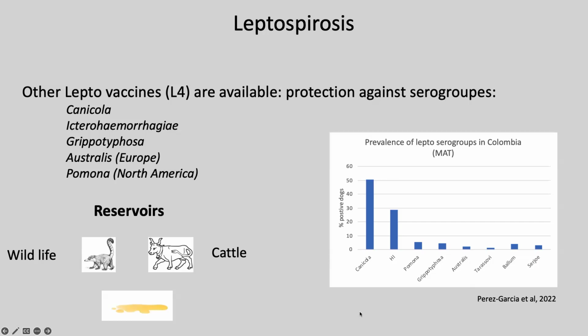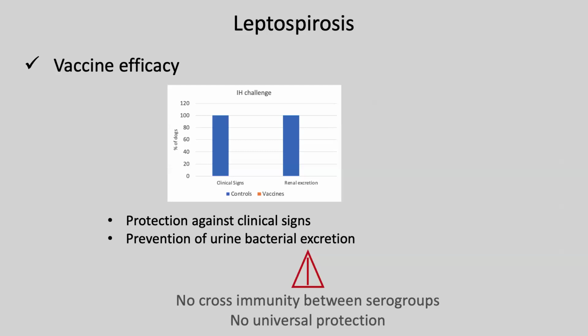Now that we have seen that we have different vaccines, the next question is, what is the vaccine efficacy in dogs? If you look at this study, you see that vaccinated dogs are protected against clinical signs, and more or less the vaccine prevents bacterial excretion. So it also prevents the transmission to humans.